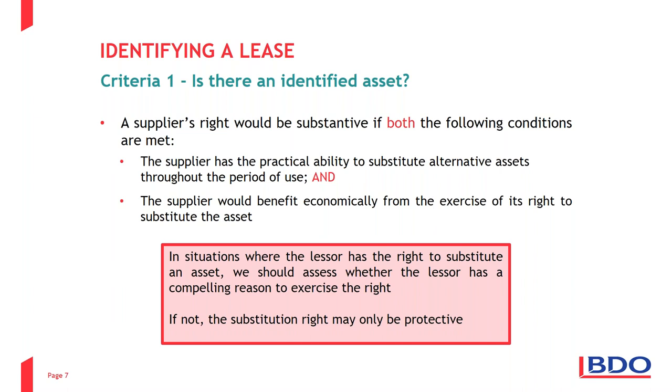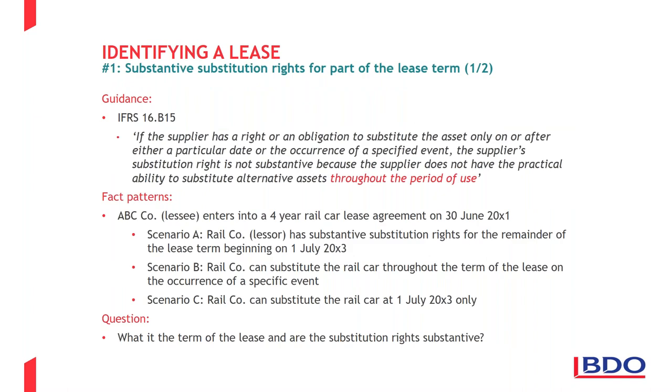So this is a bit of an introduction to the first problem I would like to flag. Problem number one. I have put in here some relevant guidance from IFRS 16, and this one is from paragraph B15. In particular, it says, if the supplier has a right or an obligation to substitute the asset only on or after either a particular date or the occurrence of a specified event, the supplier's substitution right is not substantive because the supplier does not have the practical ability to substitute alternative assets throughout the period of use. I've put that in red, it's not in red in the standard. So there's this reference to throughout the period of use in order to have a substantive right.